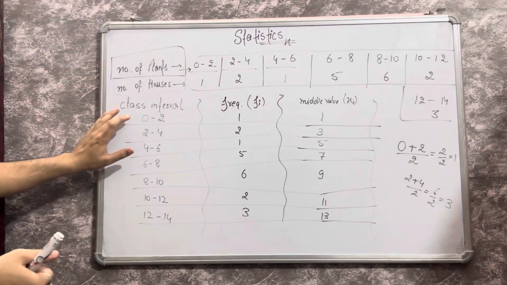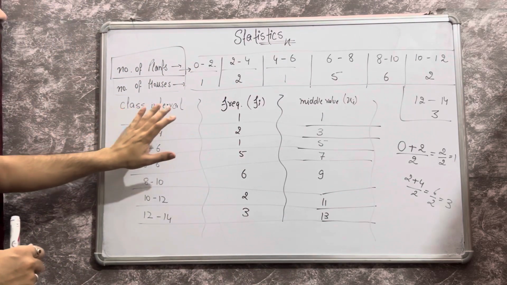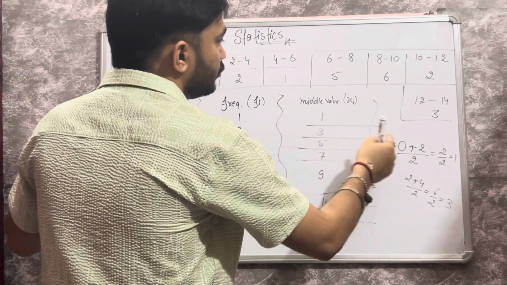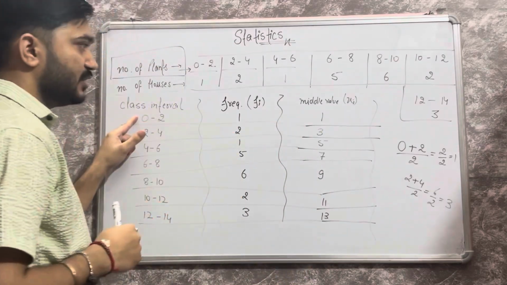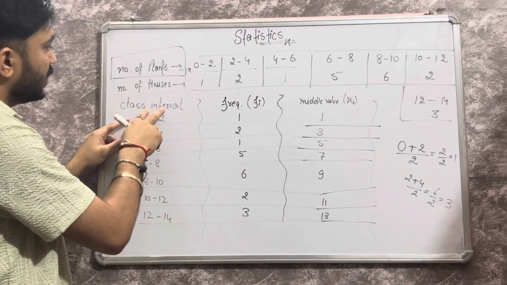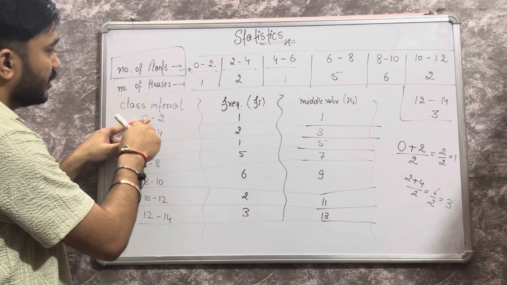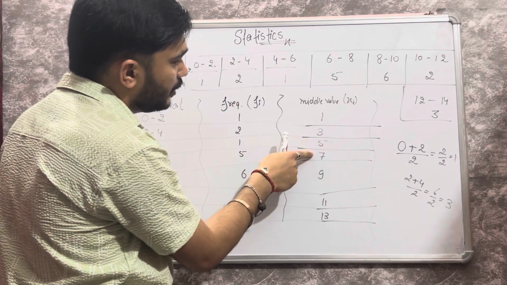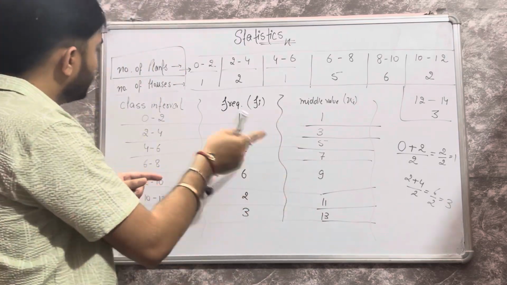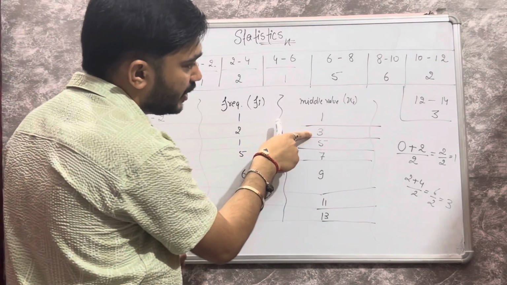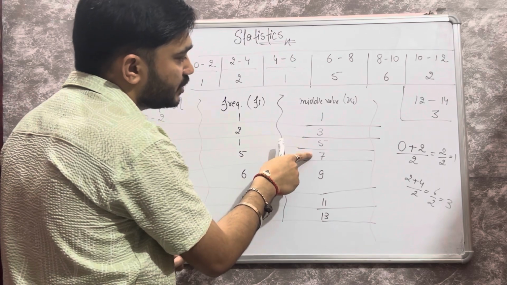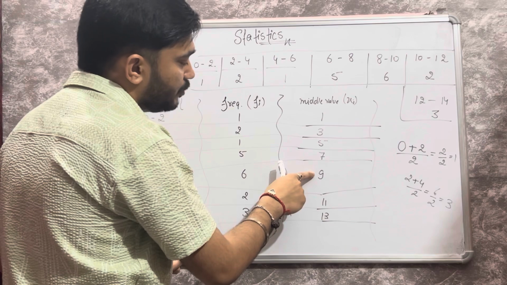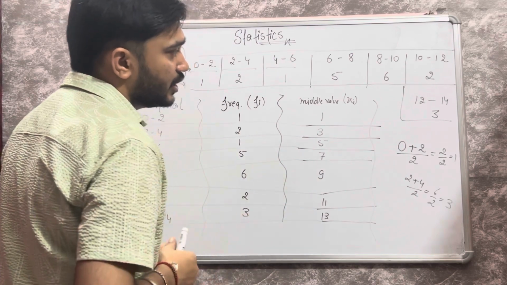The second way of finding the middle term of the class interval is to find the first middle value, then note the difference of the class interval, which is 2. Now add 2 subsequently to all the middle terms: 1 plus 2 is 3, 3 plus 2 is 5, 5 plus 2 is 7, 7 plus 2 is 9, 9 plus 2 is 11 and 11 plus 2 is 13. Any doubt?